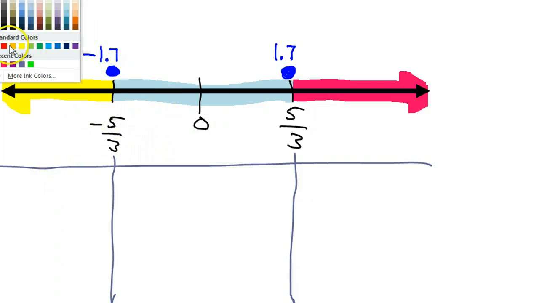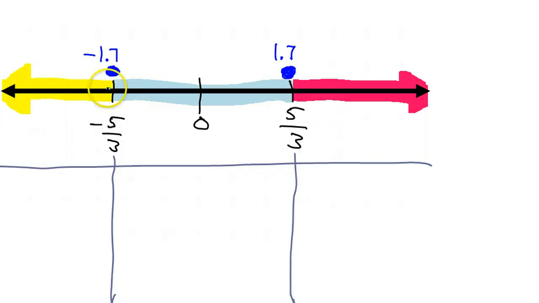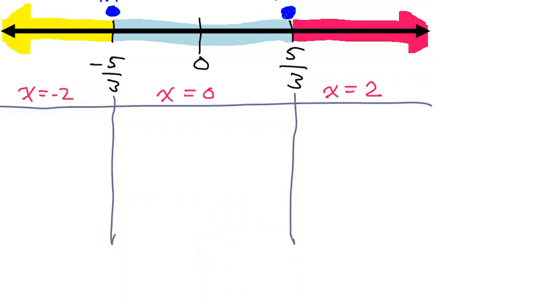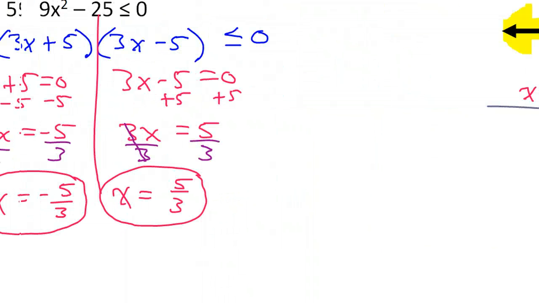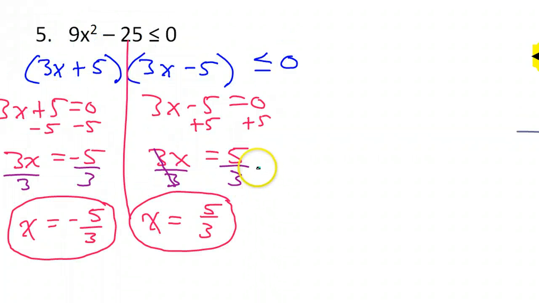So when I pick my test value, I need to pick a value that is less than negative 1.7. For example, x equals negative 2 would work because that would be to the left of negative 1.7. In the blue zone, I'm definitely going to pick 0. I always pick 0 when it's in the zone because 0 is so fun to work with. And over here, I'm going to pick x equals 2, for the same reason as the negative 2. It's the first integer to the right of 1.7. Now I'm going to take these test values one by one and plug them back into the original inequality.